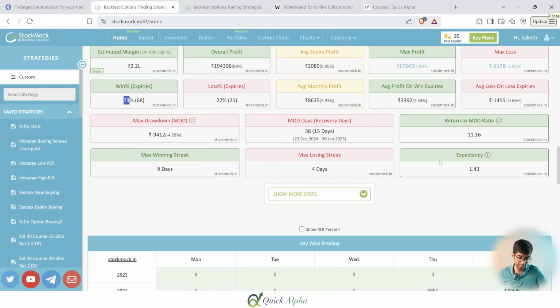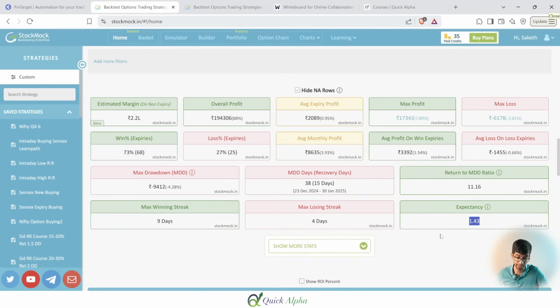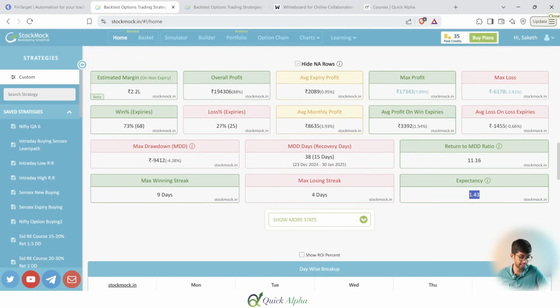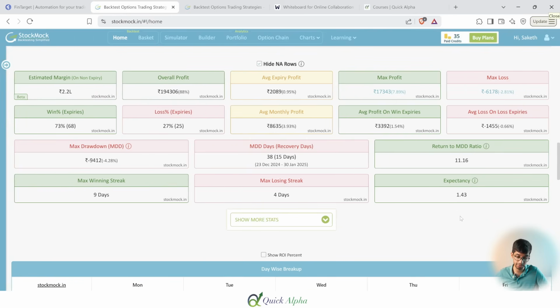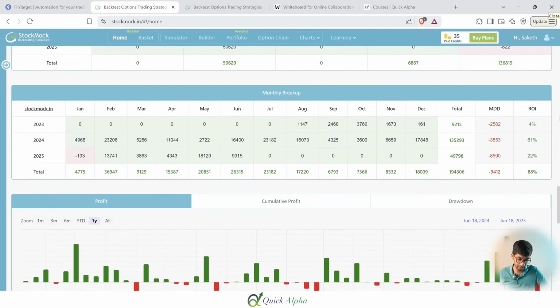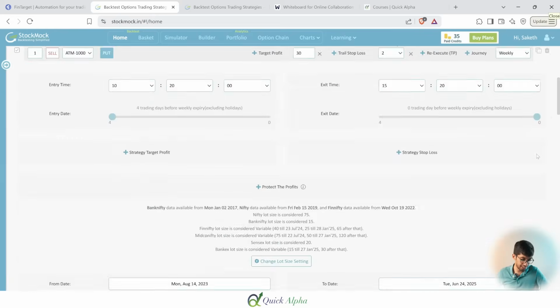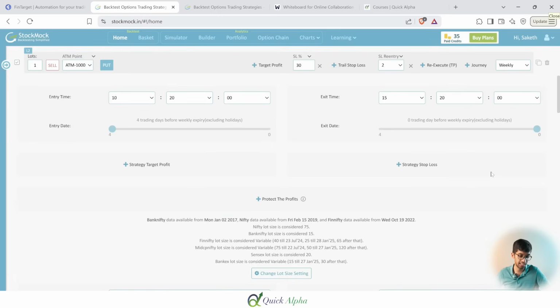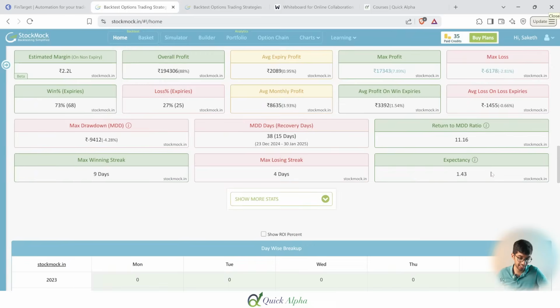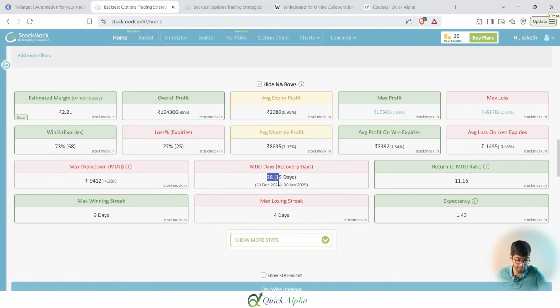On top of this, you can see this comes with a fantastic expectancy of almost around 1.43. This is actually a really good expectancy to be achieved, and you can see the performance right over here. The year on year performance of this particular strategy has also been really good. A very simple strategy on Sensex, a simple stop loss. Alongside you can see the kind of results that we have achieved. It comes with a maximum drawdown of 38 days. So overall there was a 38 days drawdown for this particular strategy. This way you can build and test out multiple strategies on FinTarget.